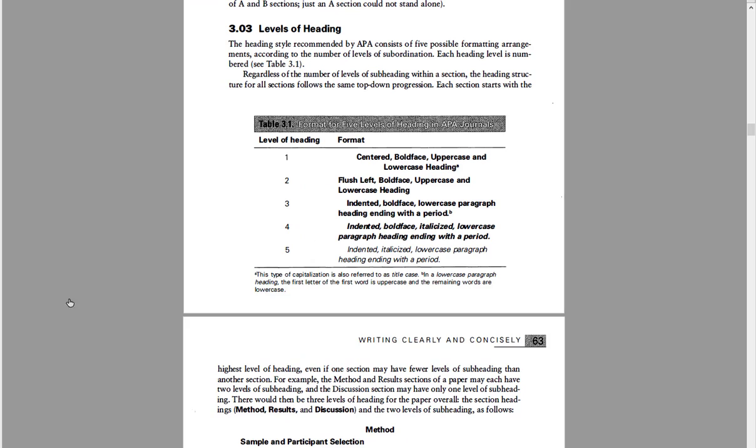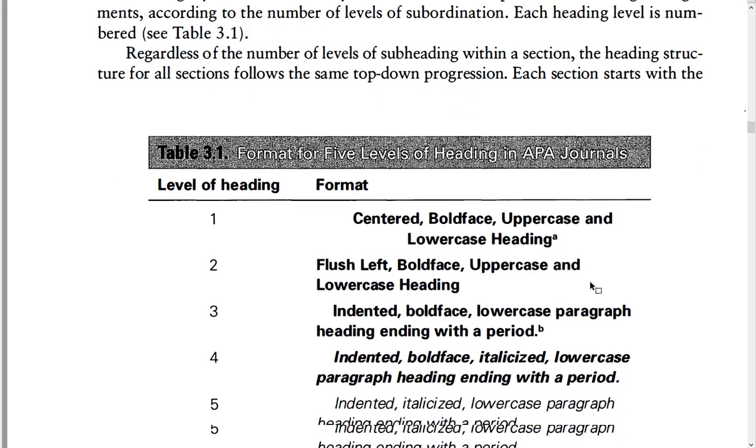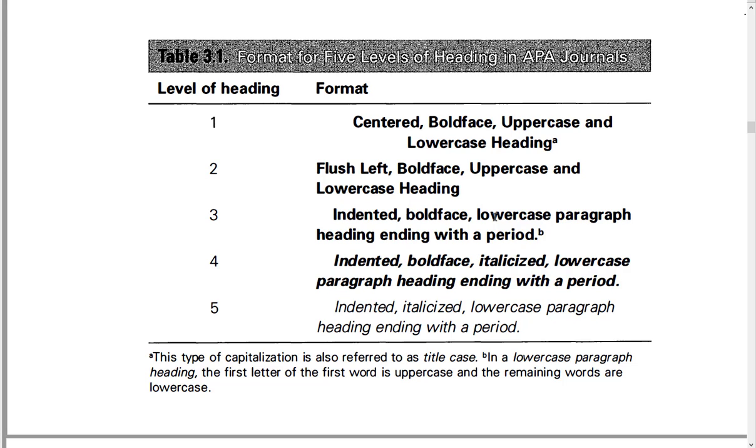So here are the heading levels. We're on page 62, and I'm going to jump back to that larger size here so we can look at it. So these are those major headings that we have. Most do not go beyond level 3, but we do have up to 5 levels of headings. So we have a level 1, it's that centered, boldface, uppercase and lowercase heading. We have this level 2, which is flush left, boldface, uppercase and lowercase heading. That's just a nice way of saying we have uppercase. So notice none of these are just all in uppercase when it comes to these headings.